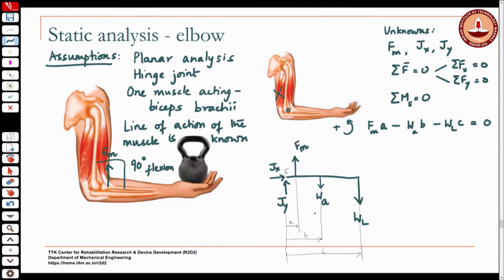And from sigma Fx equal to 0, I get the value of Jx. Jx is 0 in this case, because there are no external loads acting along the longitudinal axis of the forearm. And then of course, I can find Fm from the first equation. And Jy will then be equal to Wa plus Wl minus Fm.